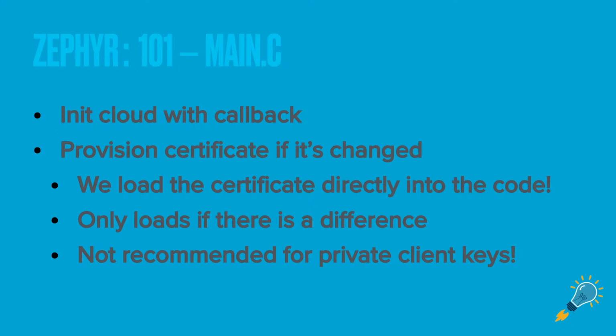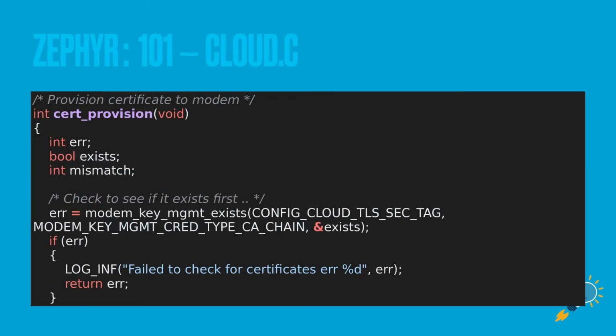So we've initialized the cloud client, I guess you could say, with a callback. We're also setting up the provisioning of the certificate, only if it's changed or if it's not there. You just pop it in there and reuse the modem key management API, and it'll do all the work for you. You can check out the code itself just to see how that flow works. Check out that particular function, which is the cert_provision function. I believe it's in cloud.c.